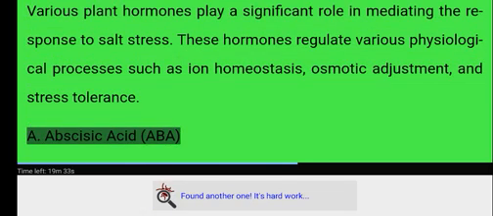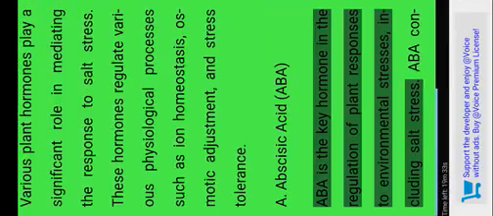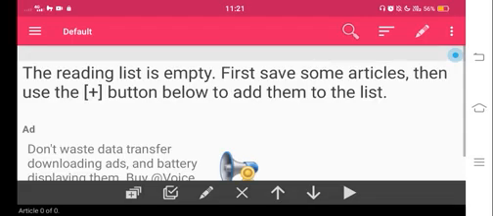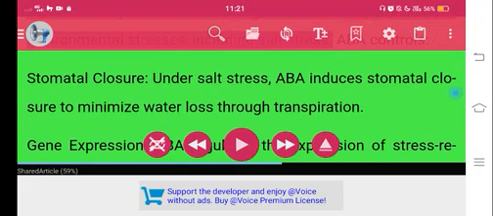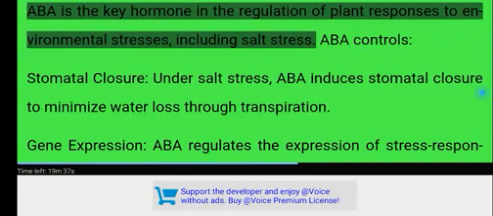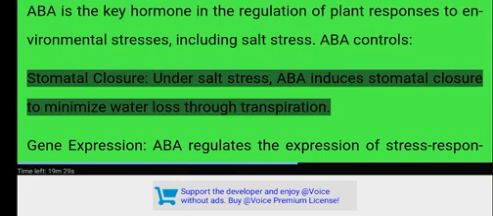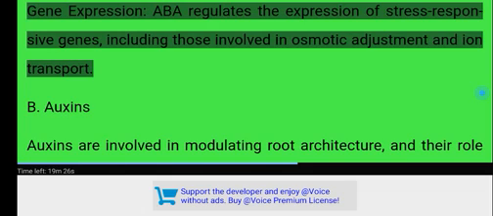Abscisic acid, ABA. ABA is the key hormone in the regulation of plant responses to environmental stresses, including salt stress. ABA controls stomatal closure. Under salt stress, ABA induces stomatal closure to minimize water loss through transpiration. Gene expression. ABA regulates the expression of stress-responsive genes, including those involved in osmotic adjustment and ion transport.